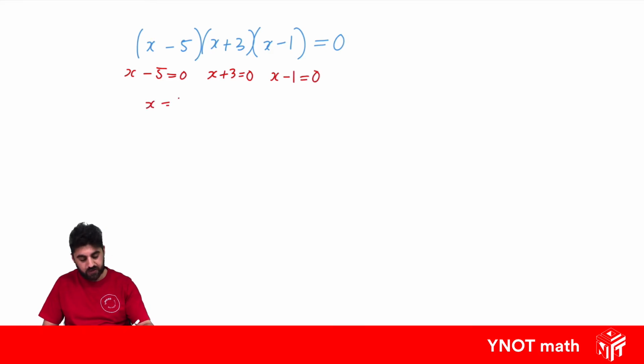Adding 5 to both sides gives us x equals 5. Minusing 3 from both sides gives us x equals minus 3. And adding 1 to both sides gives us x equals 1. I personally like writing them in ascending order. So we have minus 3, 1 and 5 as our solutions for x for that one.